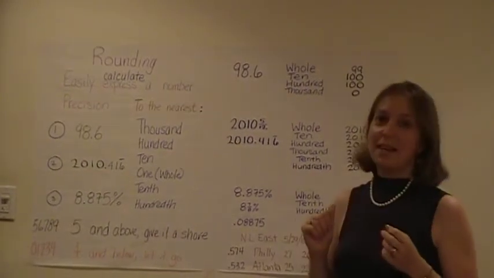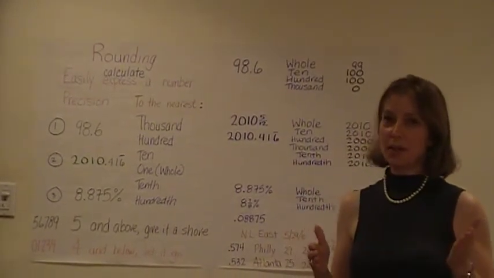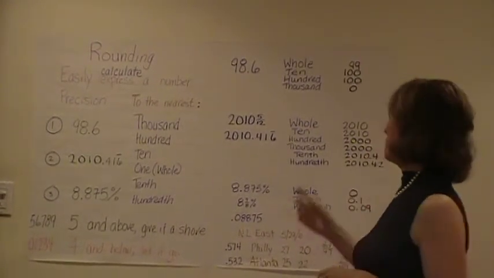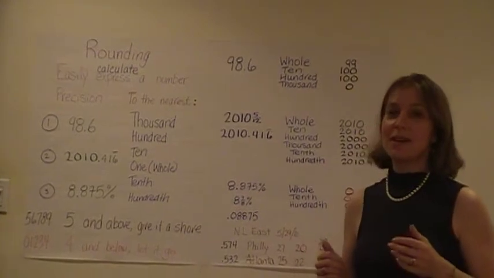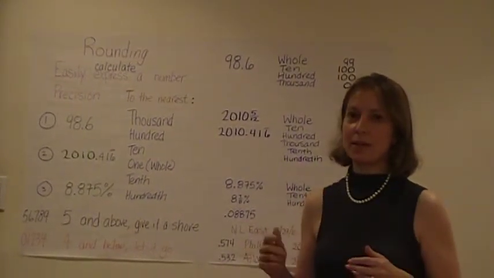To the nearest 10, 98.6 is between 90 and 100, so we round that to 100. Just like when we round 98.6 to the nearest 100, it rounds to 100. If we round it to the nearest 1,000, 98.6 is in between 0 and 1,000, so that rounds down to 0.